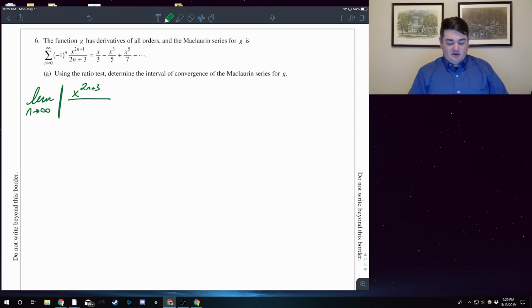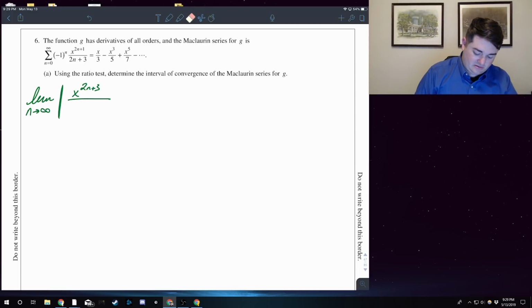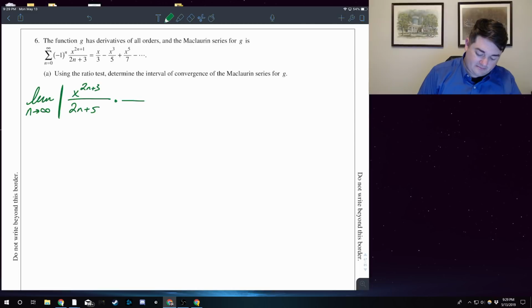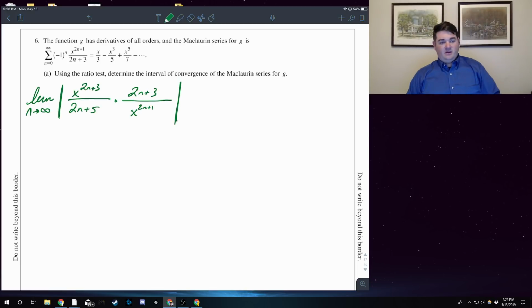Over, here, I'll do it right here, 2 times n plus 1 plus 3. So that's 2n plus 2 plus 3, 2n plus 1. Divided by the nth term, so I'm going to flip and multiply by the nth term, 2n plus 3 over x to the 2n plus 1. This is the limit that I'm evaluating. The nice thing about the ratio test is that stuff cancels every time.